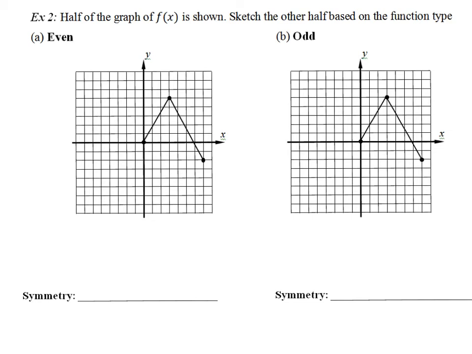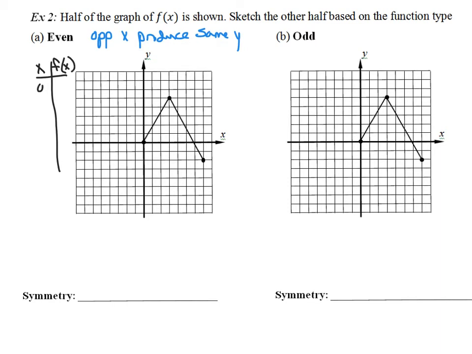So speaking of graphs, let's take a look at example number 2, where we're given half of a graph of f of x, and we're asked to produce the other half of the graph based on what kind of function type we have. If we have an even function, remembering our definition, that means that when I have opposite inputs, the opposite inputs are going to produce the same output, so the same y value. So I could make a little table of values here for the points that I'm given, and then expand it to the points that are the opposites.